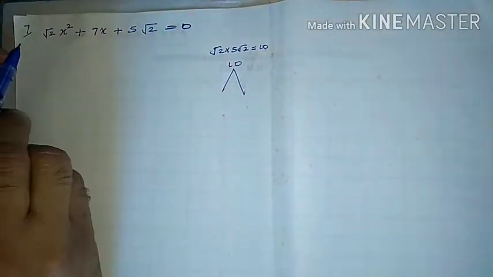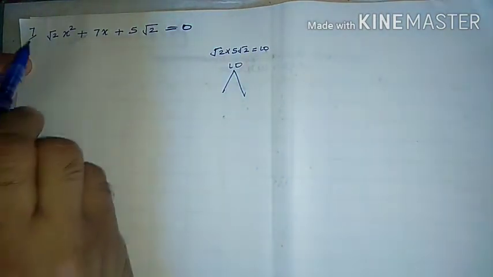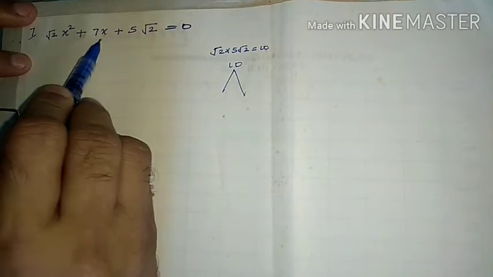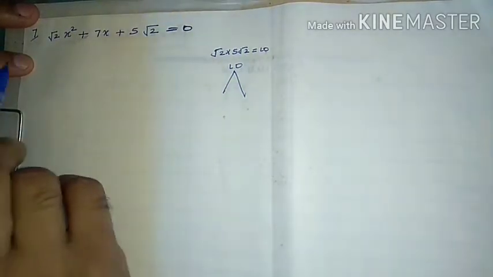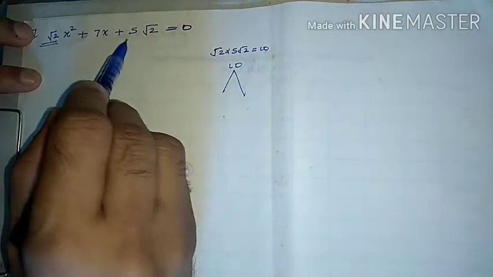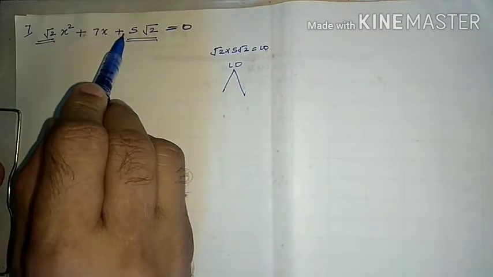Now here, the 7th one: root 2 x square plus 7x plus 5 root 2 equals 0. As usual, we take the product of the first term and the last term: root 2 into root 2 is 2, 2 into 5 is 10.